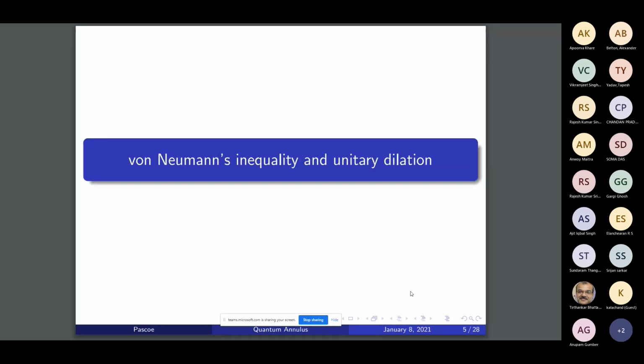Okay, so now we're going to talk about von Neumann's inequality and unitary dilation. The idea is that, first of all, we want to bound the behavior of a function at an operator by its values in the complex plane as a function of a complex variable. And then the other thing that we want to do is figure out a way to model an operator, a contraction in this case, by a unitary operator, which is in theory simpler because unitary operators are normal.